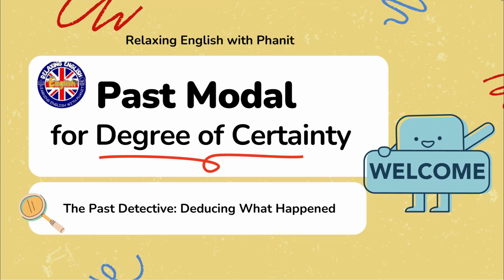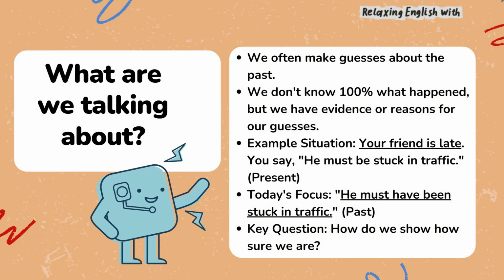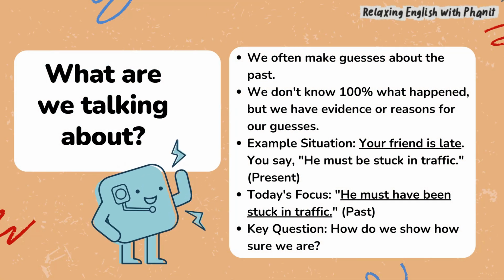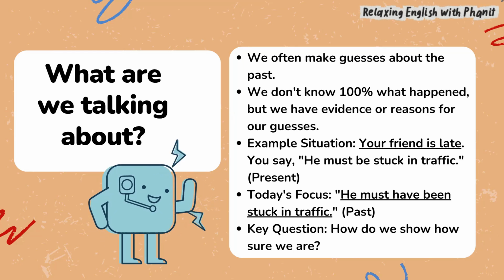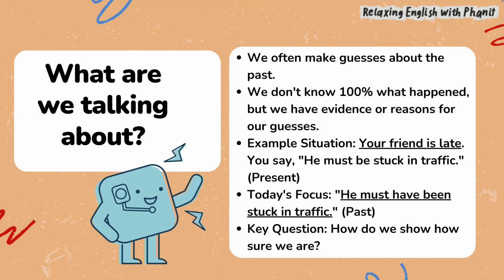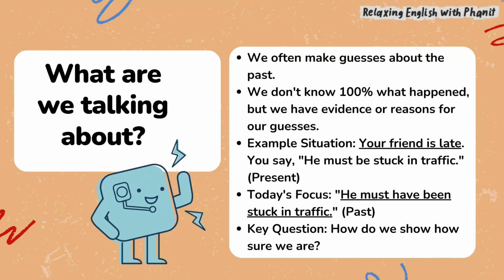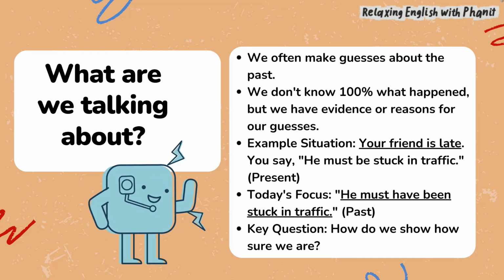Let's set the scene. We make guesses about the past all the time. Your friend is late and you say, he must be stuck in traffic. That's a guess about the present. But what about when you're talking about the past? How do you say he was stuck in traffic, but as a deduction? That's our mission today. We're moving from he must be late to he must have been late.